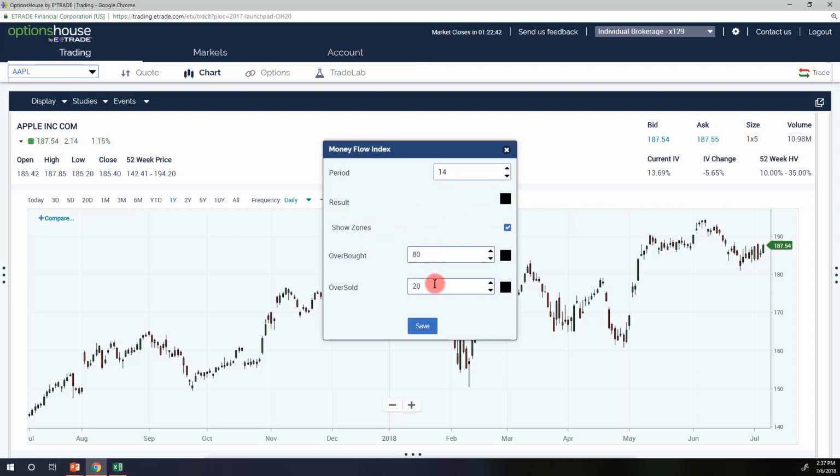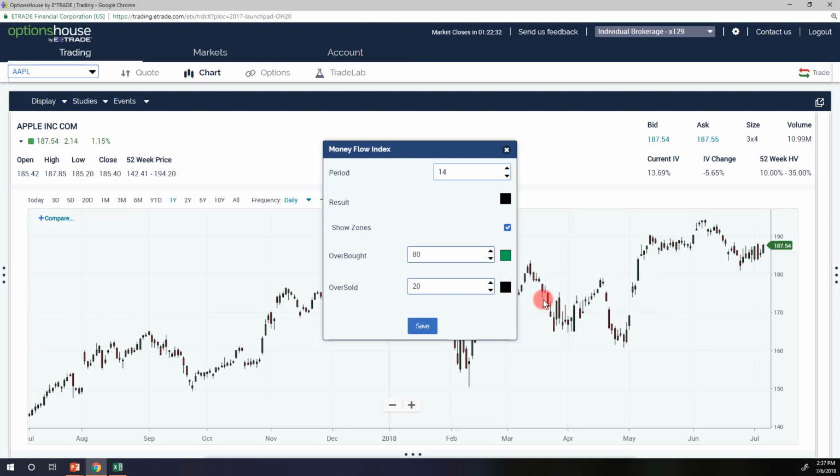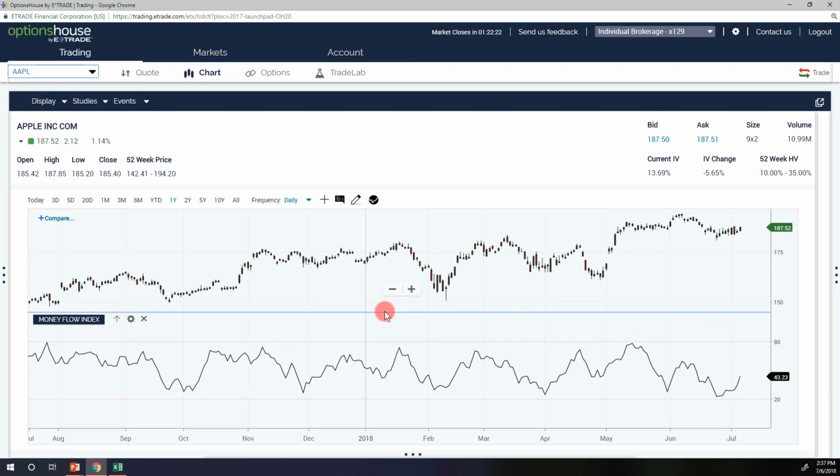The zones, the 80-20, these are the defaults. If I don't want to show the zones, I uncheck that box there. If I do want to show the zones, I'll keep it checked. Let's go ahead and change the colors here. I'm going to make this green for the overbought levels, and let's make the oversold red. Choose Save. And down below, we get our money flow index.